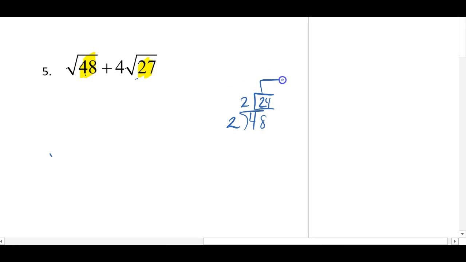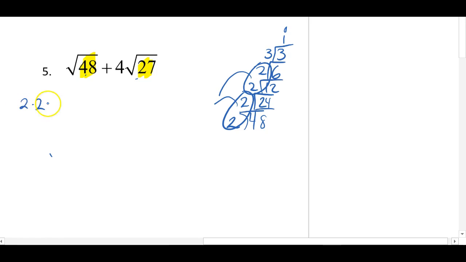And then we can divide by 2 again, that gives us 12, divide by 2 again, that gives us 6, divide by 2 again, that gives us 3. The only number I can divide into 3 is 3, and that gives us 1, or a birthday cake candle. So now I have 1 group of 2s, 2 groups of 2s. That means not only one 2 will come out, two 2s will come outside. So I'll have 2 times 2 times the square root of the number that's left over, which is the 3. Okay, so that's for the 48.